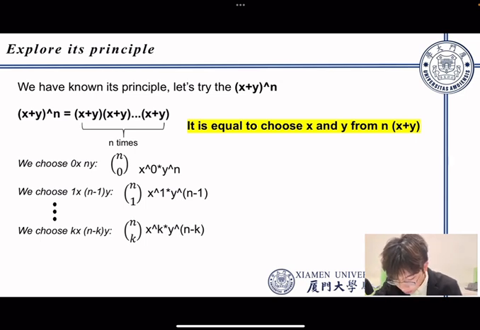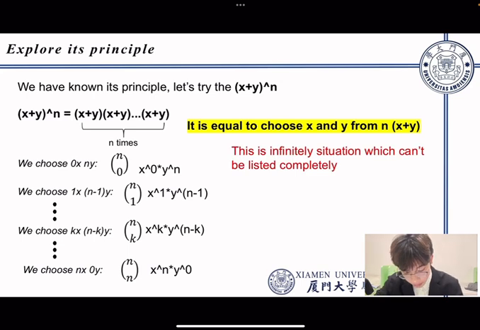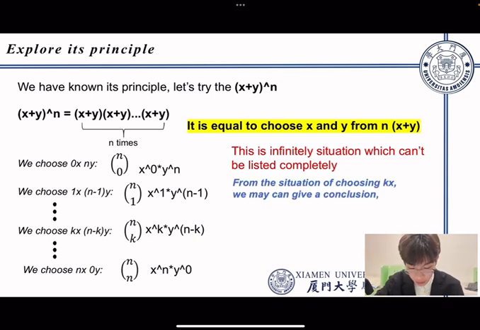Now it is equal to n choose k times x to the k power times y to the n minus k power. Then we choose k plus 1, k plus 2, k plus 3, and so on. And the last term is n choose n times x to the n power times y to the 0 power. These are infinitely many situations which can't be listed completely. From the situation of choosing k x, we can give a conclusion.